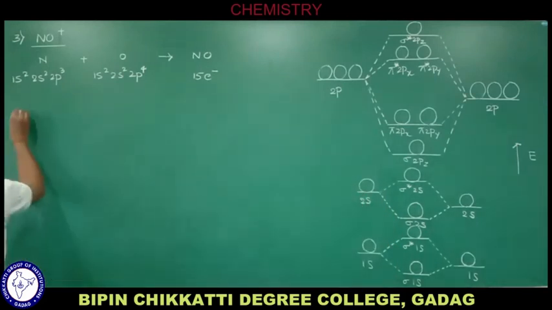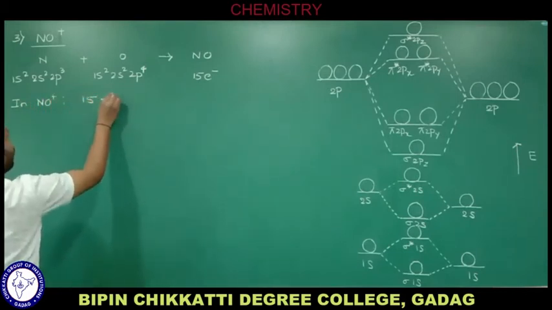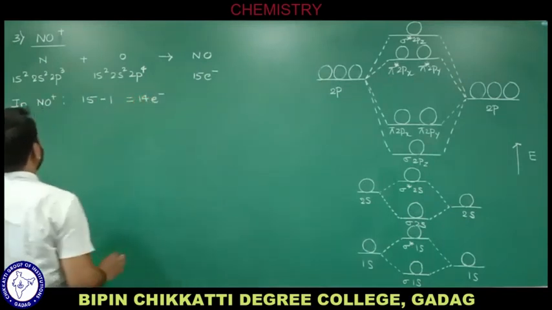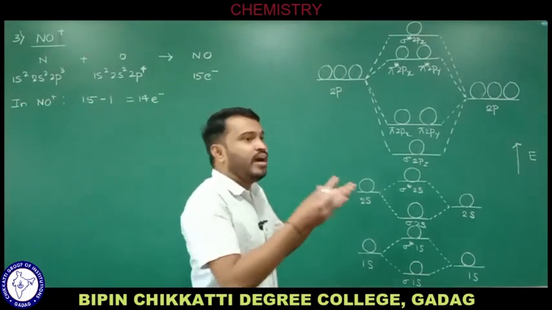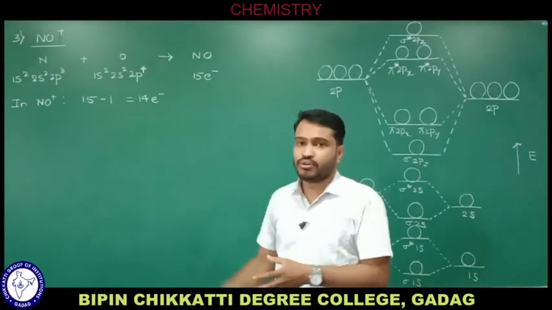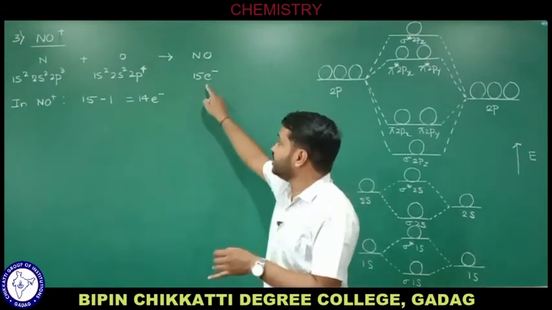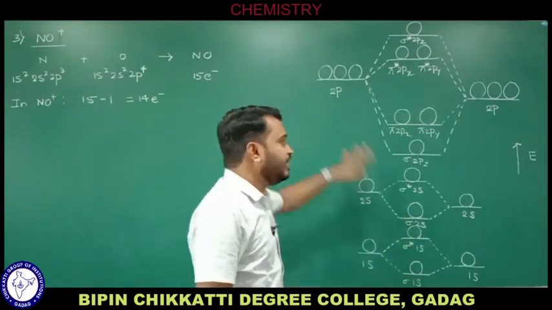Therefore, in NO plus, totally we have 15 electrons, one electron has been lost, therefore we have 14 electrons. So in NO plus we have 14 electrons. If the question is NO minus, one electron has been added, therefore in that case you need to consider 16 electrons. So one electron has been lost, from 15 one has been lost, means 14 electrons we have. So 14 electrons have to be distributed in this section.